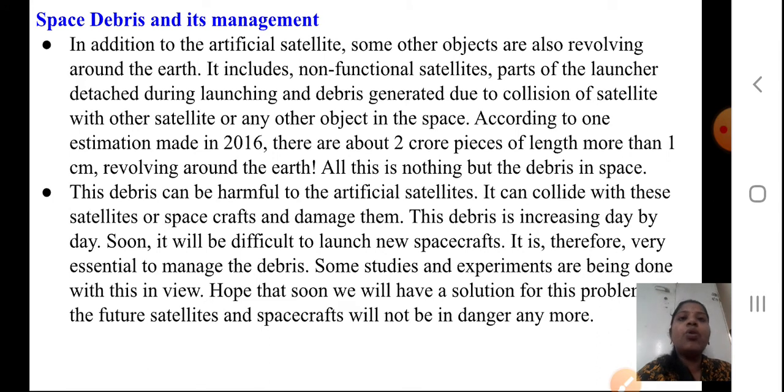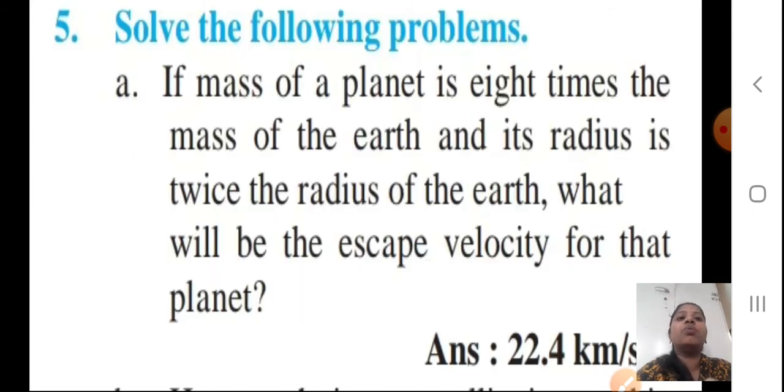So space debris and its management: till now we don't have a proper solution in our hands, but hopefully in future we are going to have some solution through which we can control this space debris. Students, so here we end. That was the end part of our lesson.